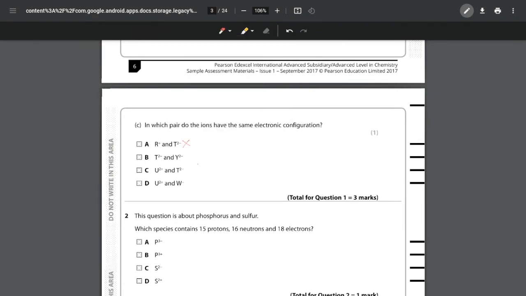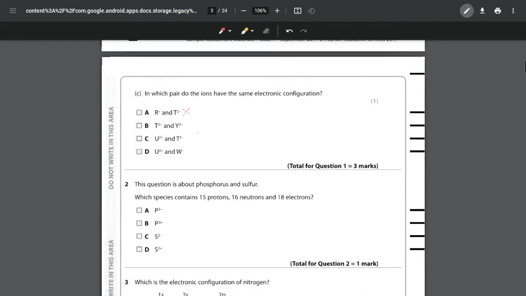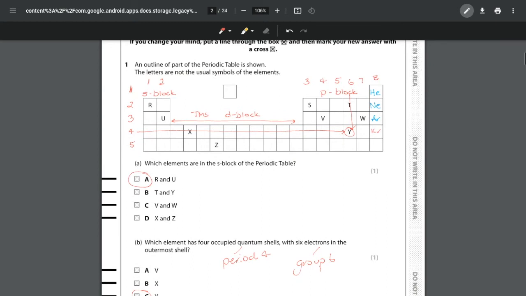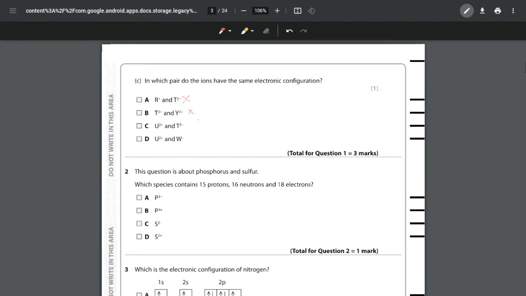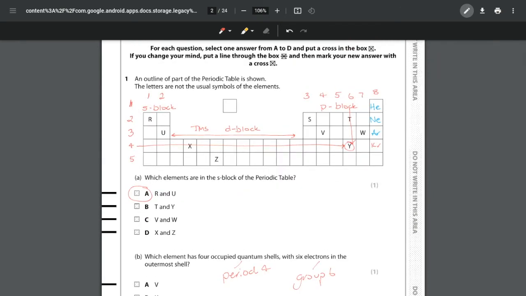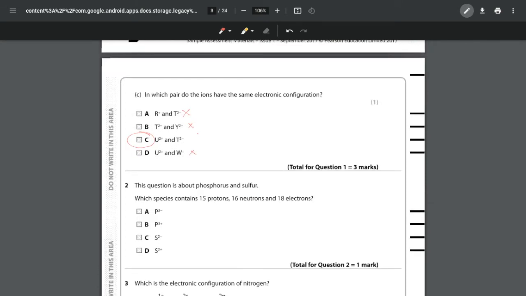We then look at T and Y. So T could go to neon, whereas Y would go down to krypton. So again, can't be those two. We then look at U and T. Well, T would be similar to neon, and U would also lose 2 electrons to be neon. So our answer is most likely going to be C, but let's just double check that it's not D. So we've got U, which would be similar to neon, and W, which will be the same as argon. So our answer here for the same electronic configuration must be C.